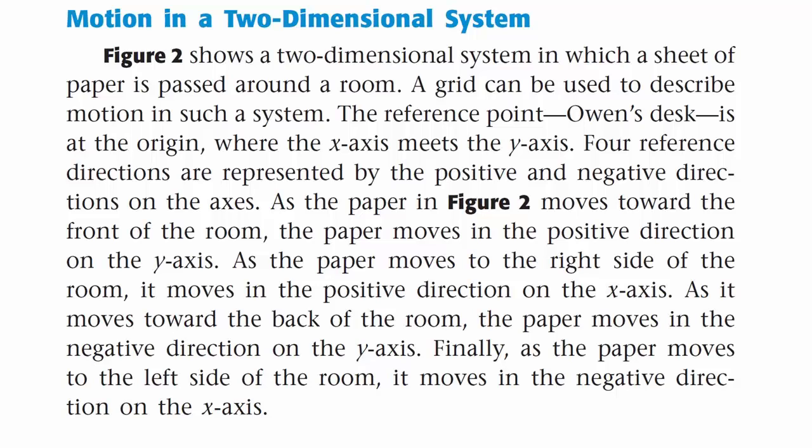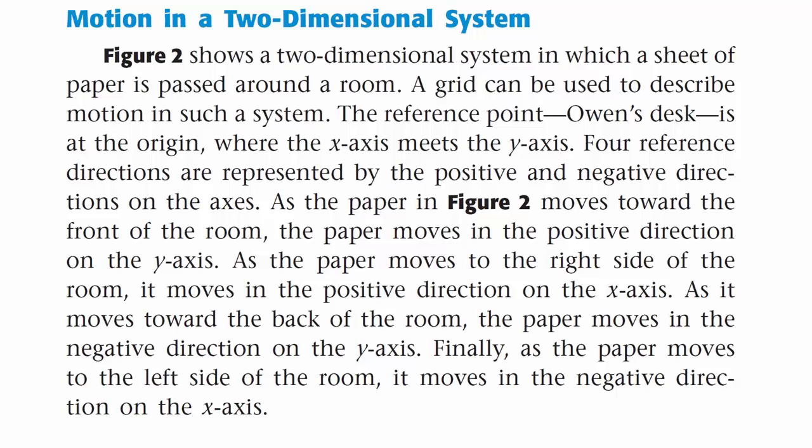Motion in a two-dimensional system. Figure 2 shows a two-dimensional system in which a sheet of paper is passed around a room. A grid can be used to describe motion in such a system. The reference point, Owen's desk, is at the origin, where the x-axis meets the y-axis. Four reference directions are represented by the positive and negative directions on the axes.